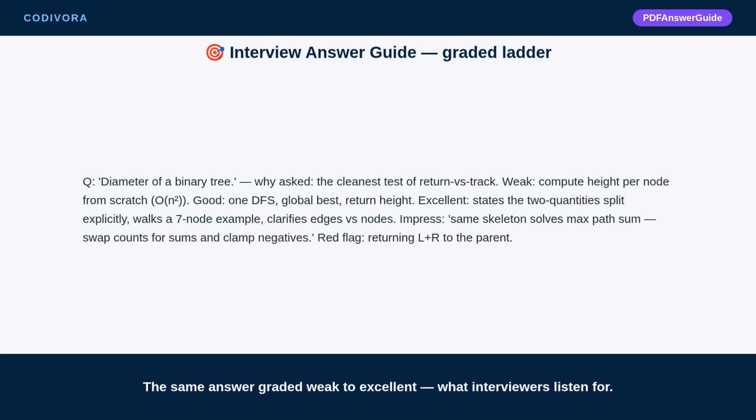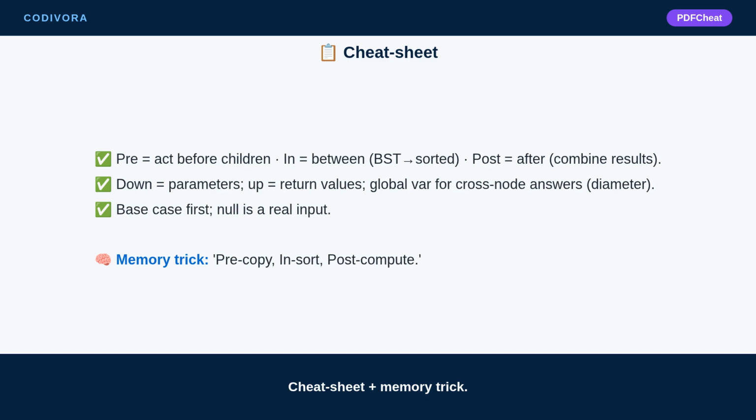LC 110. Question: is this tree height balanced? Weak: height called inside a recursive check, O(n²). Good: postorder returning height, -1 as the unbalanced sentinel. Excellent: explains why bottom-up makes it O(n), each node computes once. Verdict short circuits upward.